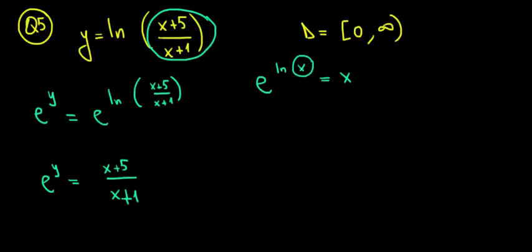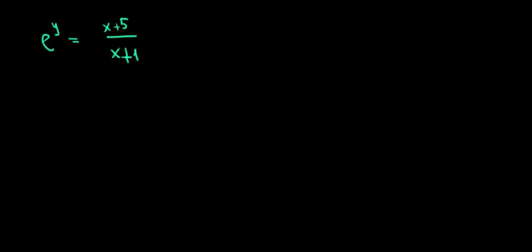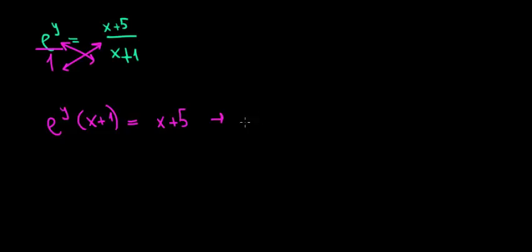Okay. Now, if we go on and do a cross product, let's multiply e^y with x plus 1, and then x plus 5 we will multiply with 1, because e to the power of y is divided by 1. So we would have e to the power of y times (x plus 1) equals x plus 5, which means we have e to the power of y times x plus e to the power of y equals x plus 5.